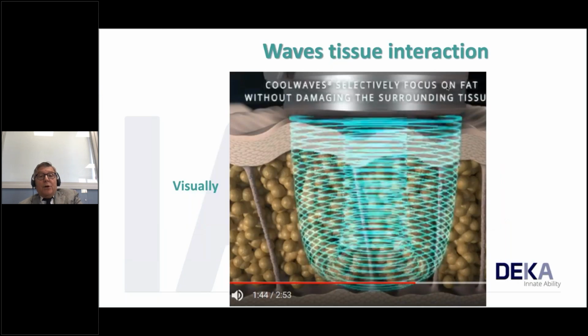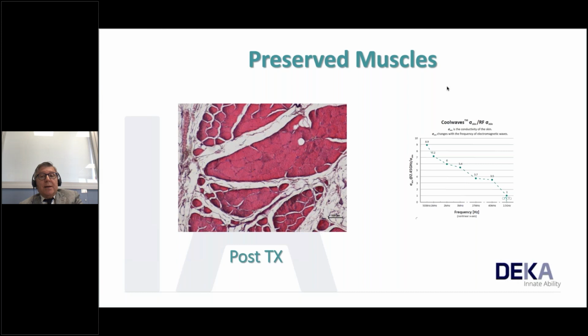The last important concept: this kind of energy focuses on fat without damaging the surrounding tissue. That's very important because if you compare, for example, with HIFU, we don't touch the muscle and bones. So, taking in mind the great selectivity of this energy, the great efficacy, and the capability to target different points, different areas of our body.